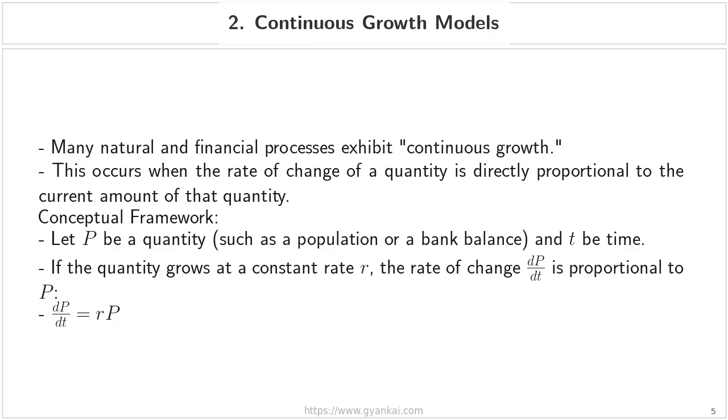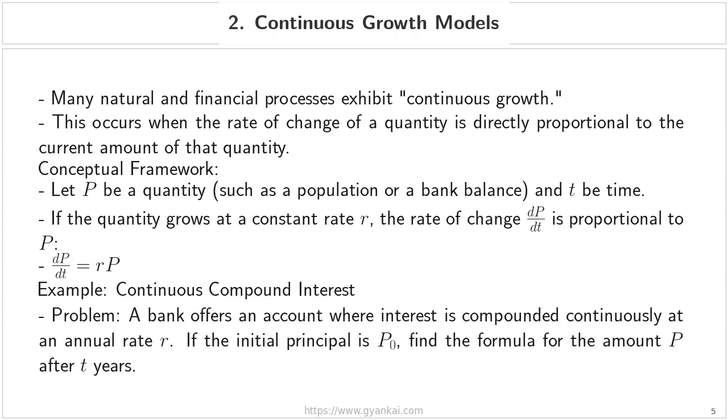To turn this idea into math, let's look at our conceptual framework. Let's define P as the quantity we are tracking. This could be a population size or even a bank balance, and let T represent time. If this quantity grows at a constant rate, which we will call R, then the rate of change of P with respect to T, written as dP/dt, is proportional to P mathematically. We express this as dP/dt equals R times P.